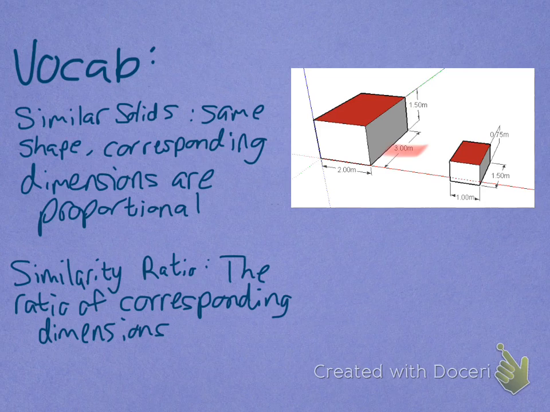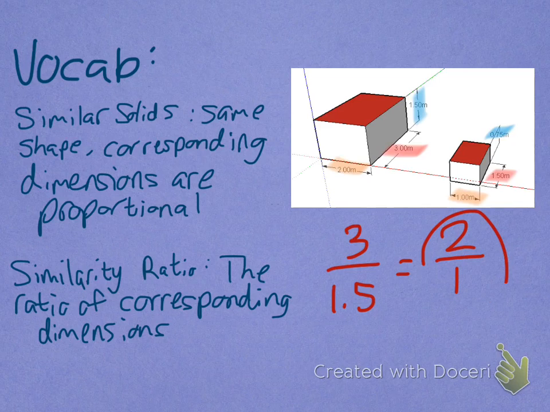You're going to look at the longest dimension of those three, which is 3 meters, and compare it to the longest dimension of the other one. So we end up with 3 meters compared to 1.5 meters, which simplifies to 2 to 1. And you can compare all of the other ones. The medium length side, 2 meters and 1 meter, also simplifies to 2 to 1. And then the shortest side, 1.5 meters and 0.75 meters, also simplifies to 2 to 1.